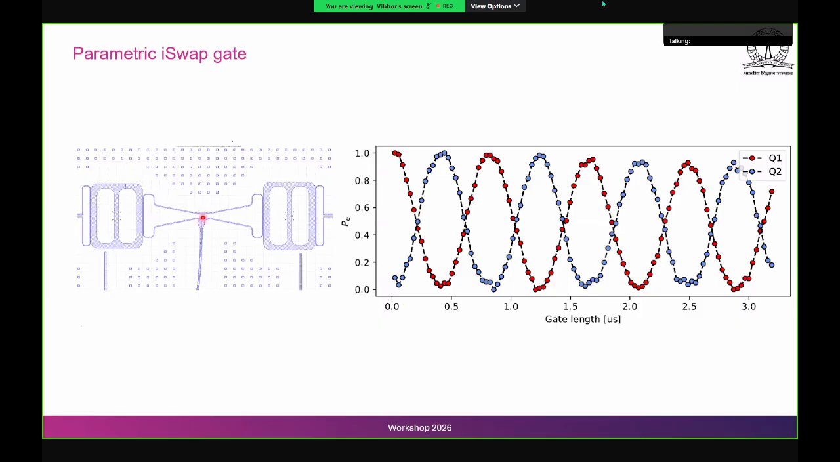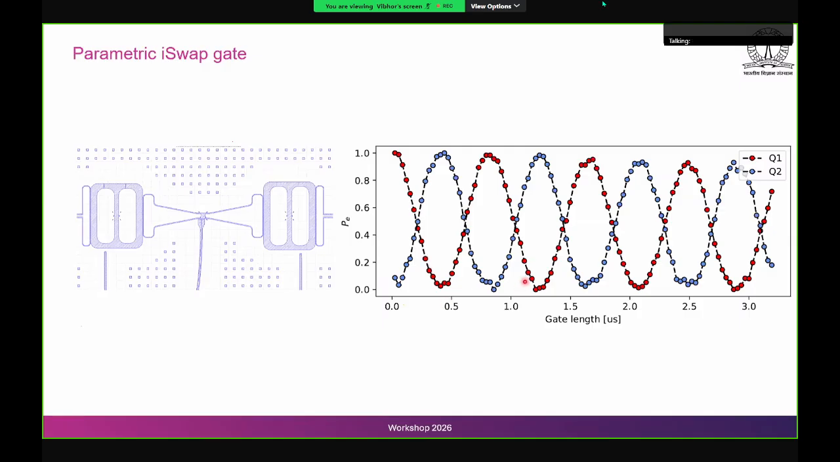One can modulate the frequency. So if this qubit has a frequency of omega q1 and this has a frequency of omega q2, by modulating the frequency of this one, one can fill that missing energy and implement an iSWAP gate.